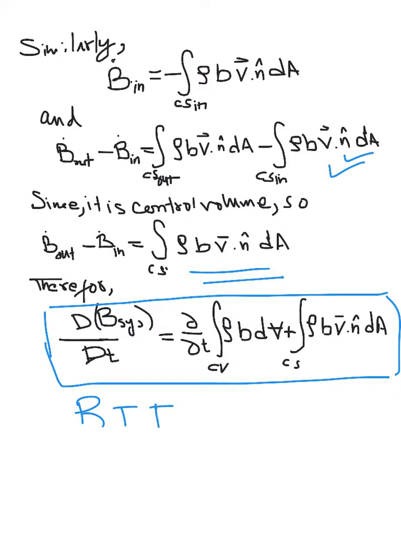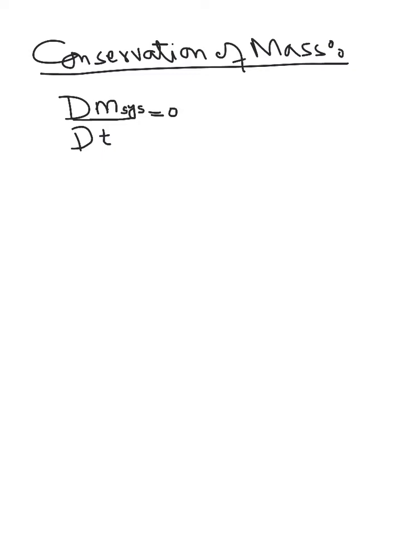Now next we will utilize this theorem to derive the equations for the conservation of mass and conservation of momentum. I would like to derive the equation in integral form for the conservation of mass, and for that purpose I will use the equation for conservation of mass, that is the rate of change of mass with respect to time will be 0.